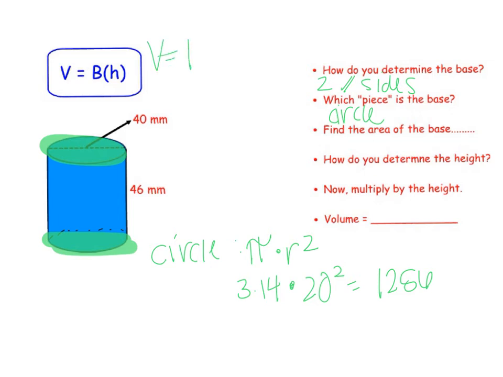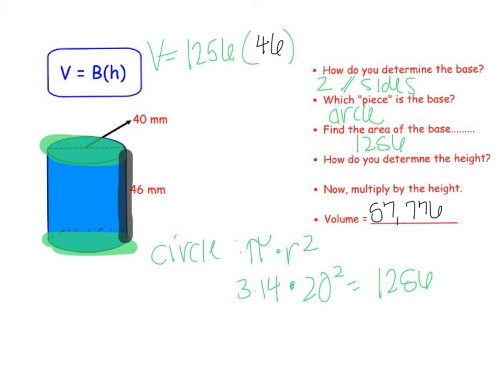The area of my base is 1,256 times the height. Well, the height is the distance between the 2 bases. So here's the height. It's the distance from the top circle to the bottom circle. So the height is 46. I'm going to plug that into my formula, and I'm going to multiply 1,256 times 46, and my volume is 57,776 millimeters cubed.